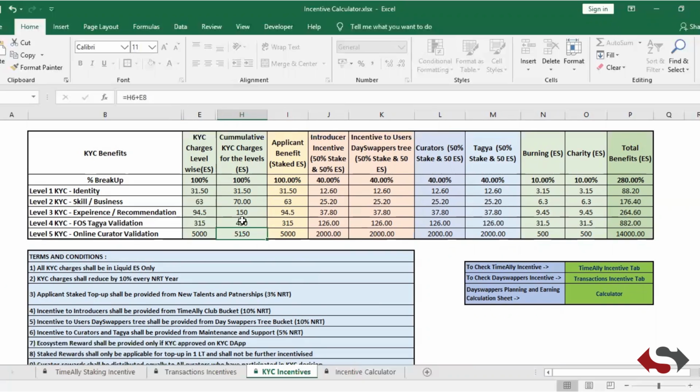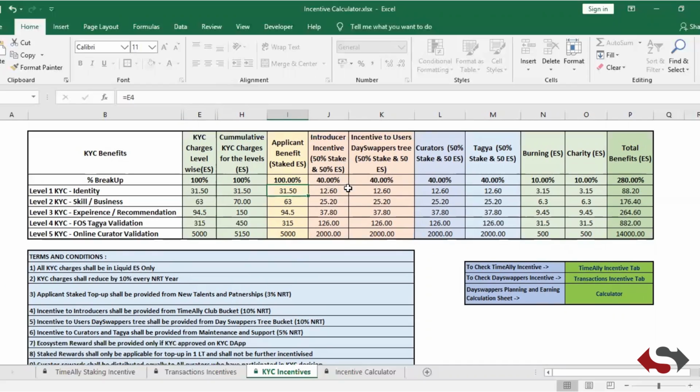And whatever the charges are, they are going to be distributed in this format. The one who is doing the KYC shall be provided with a similar amount of staked RSwap in return as the applicant's benefit. So a similar amount shall be repaid to him, but as staking in TimeAlly, one lifetime. The introducer shall be getting 40% of the charge.